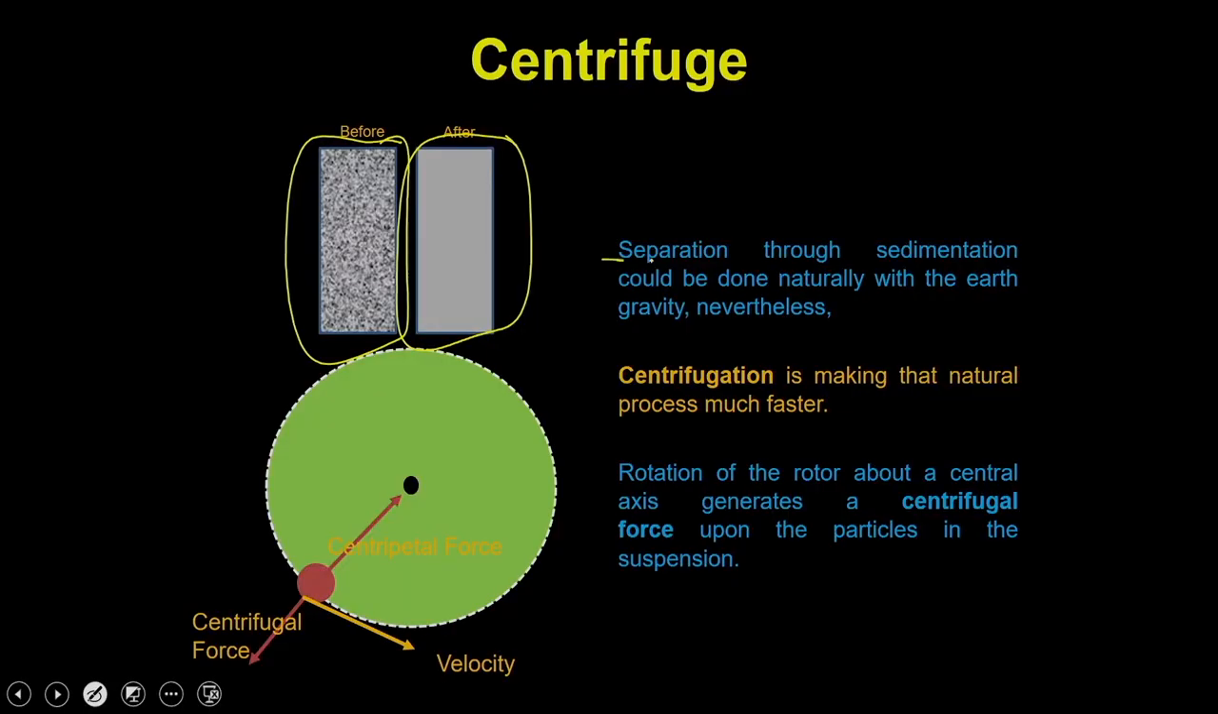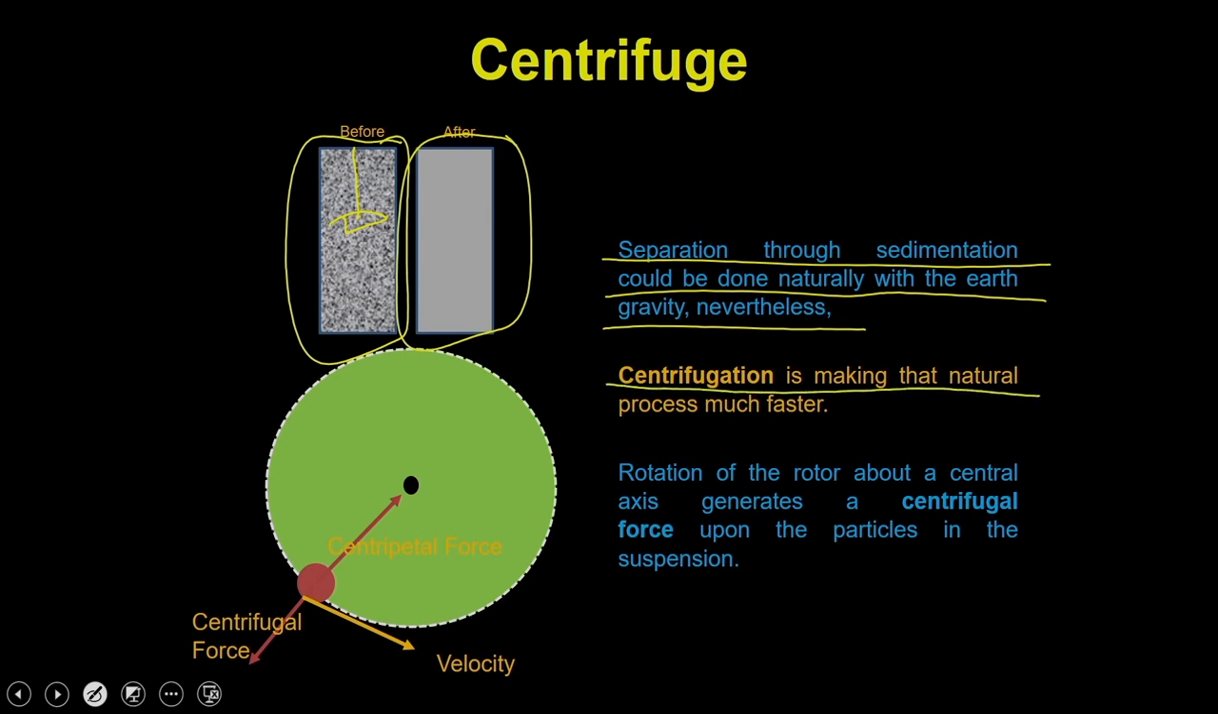Separation through sedimentation can be done naturally with the earth's gravity, because gravity is pulling all the particles to the bottom. This process is very slow if you allow it to happen on its own. But when you are doing centrifugation, you are making the same process much faster. How are you making it much faster?